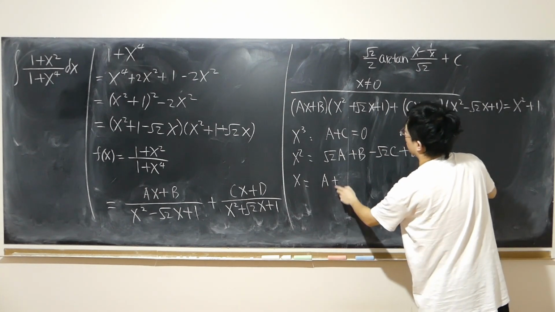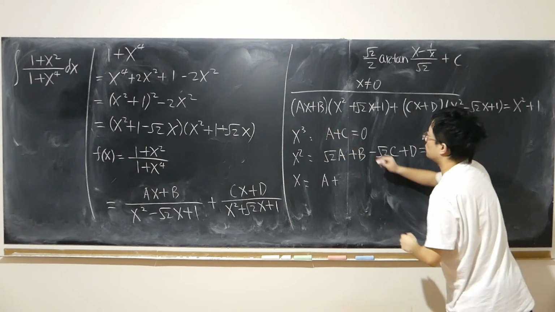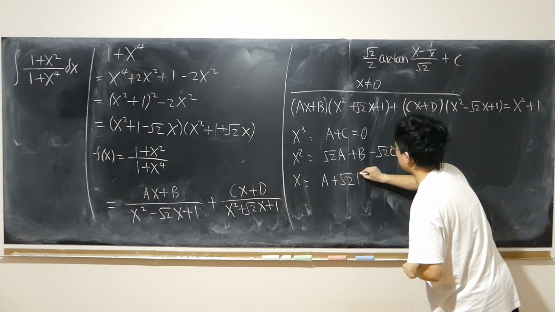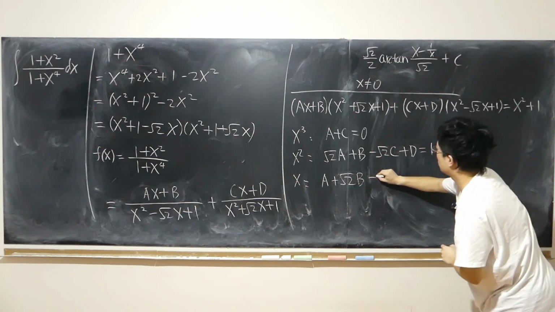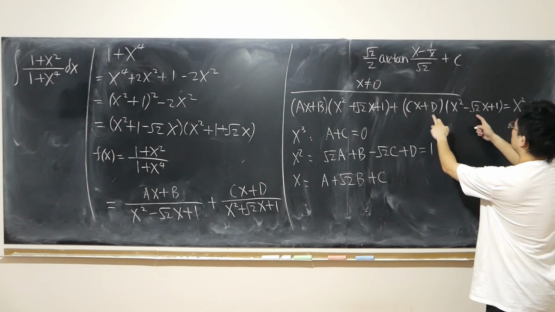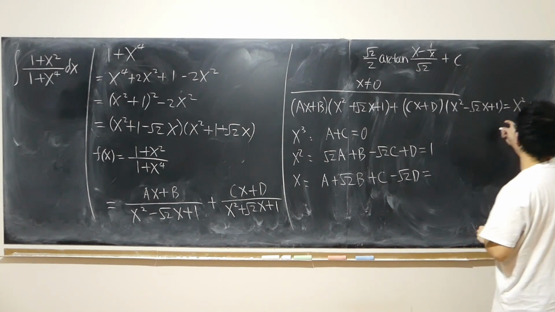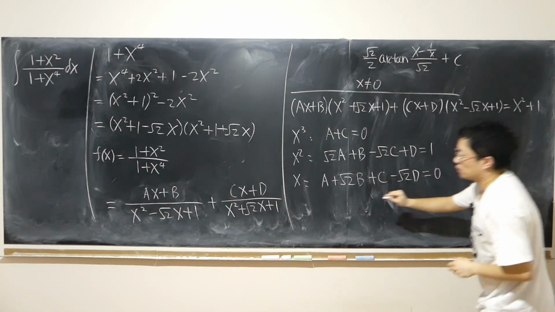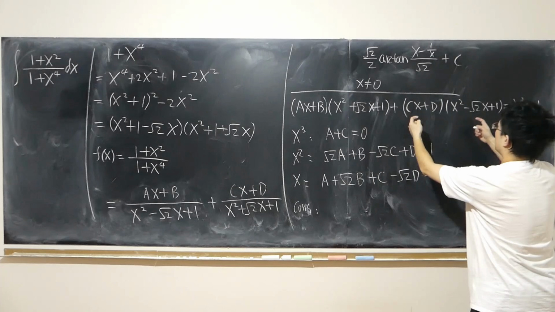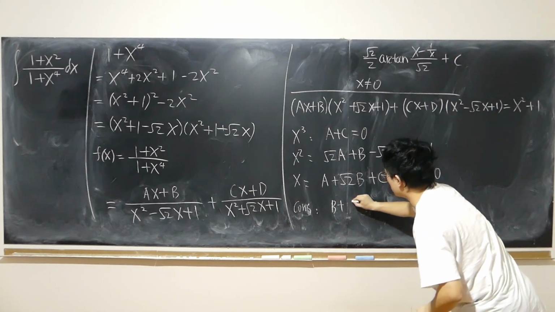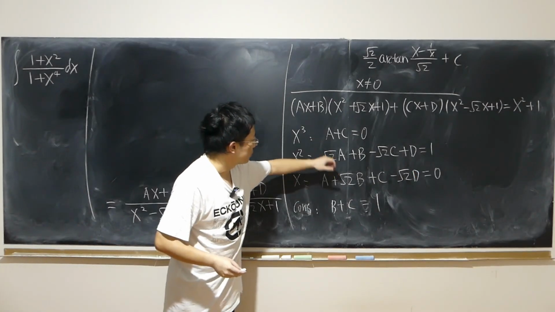X term, yeah, x term coming out. Square root of 2 times b, here is this one plus c, and these two minus square root of 2 times d, equal to 0. Right, there's no x term here. So the constant term, what is that? b plus c equal to 1.